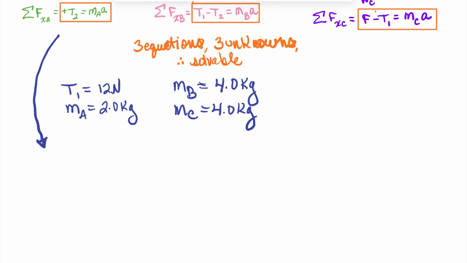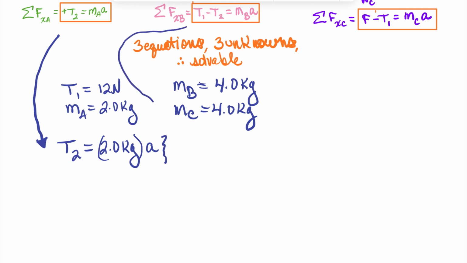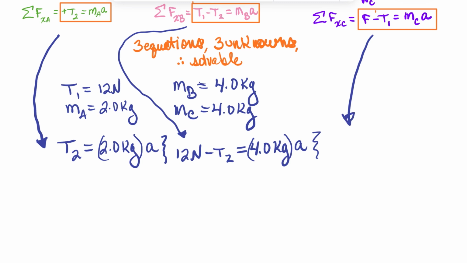Okay, so it's just algebra from here. I am going to take the Newton's second law equation for box A and substitute in its mass. Then I will take the box B equation and substitute in my knowns for that as well, which include both the tension in string 1 and the mass of B. And finally, I will take my last equation there and substitute in what I know as well. So T1 and the mass of C.